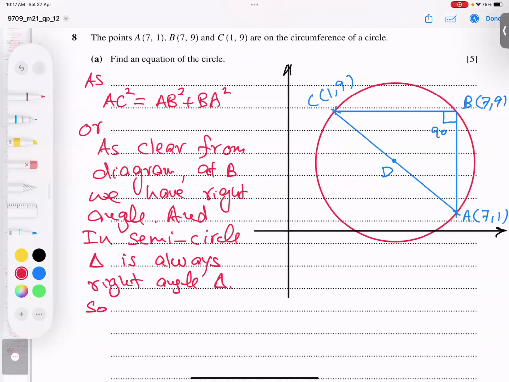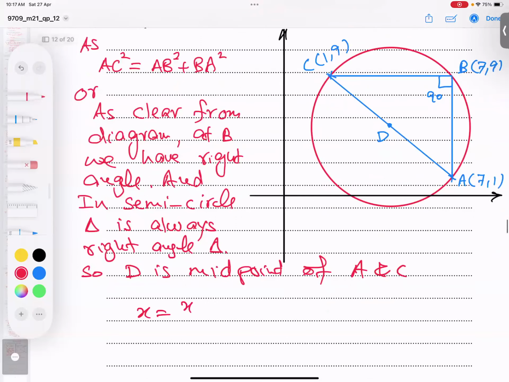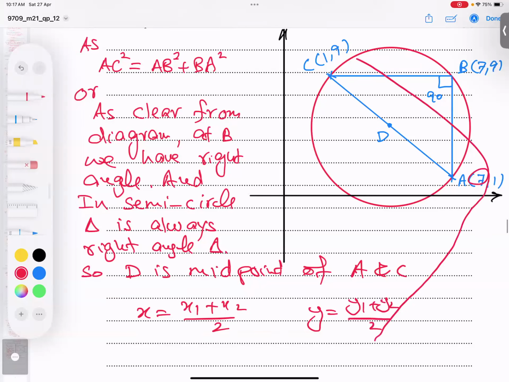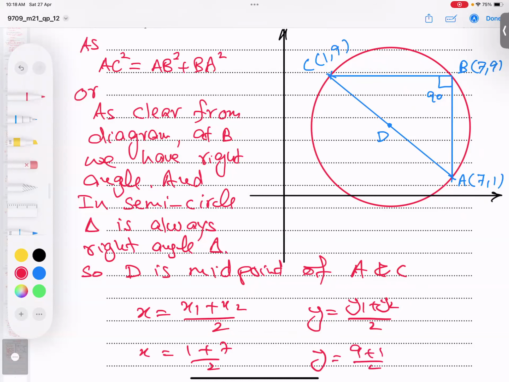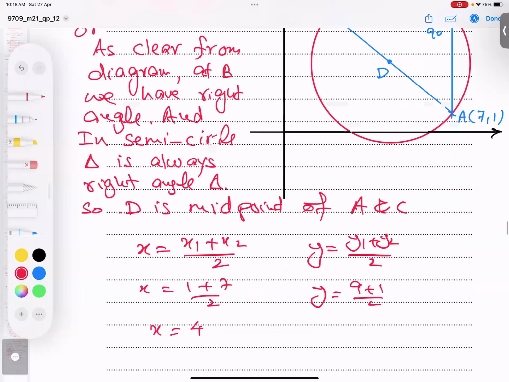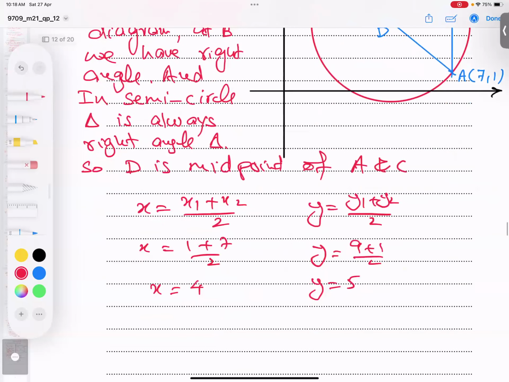So D is the midpoint of A and C. I'm finding it now with the midpoint formula. Everyone knows: (x1 plus x2) divided by 2 and (y1 plus y2) divided by 2. So x: 7 plus 1, or 1 plus 7, and y: 9 plus 1, or 1 plus 9, no problem. I got 4 here and 5 here. So the D coordinate is coming (4, 5).